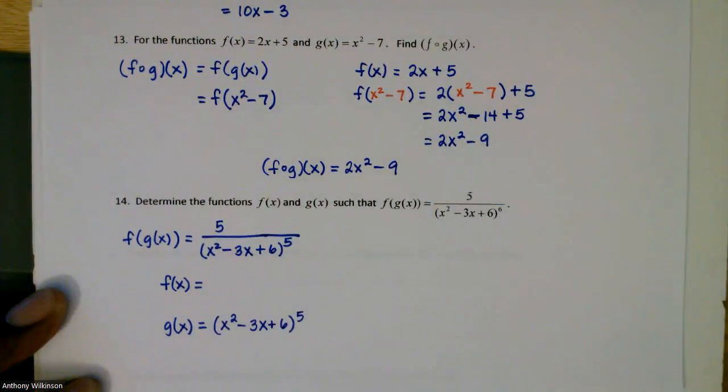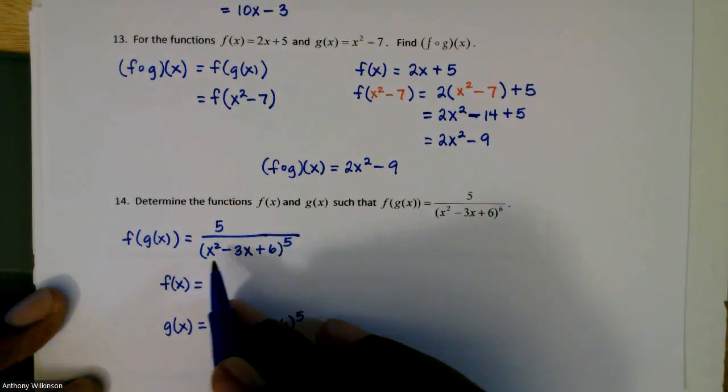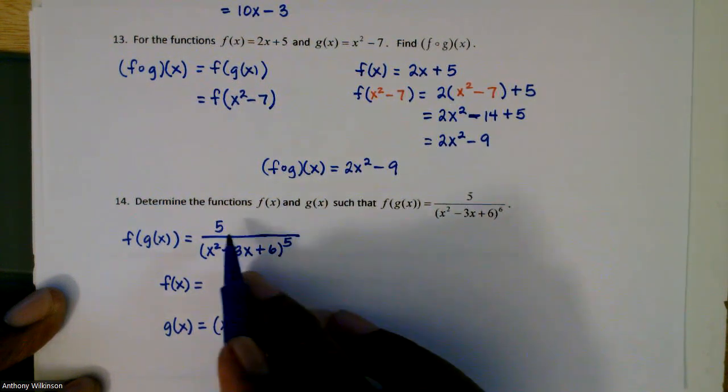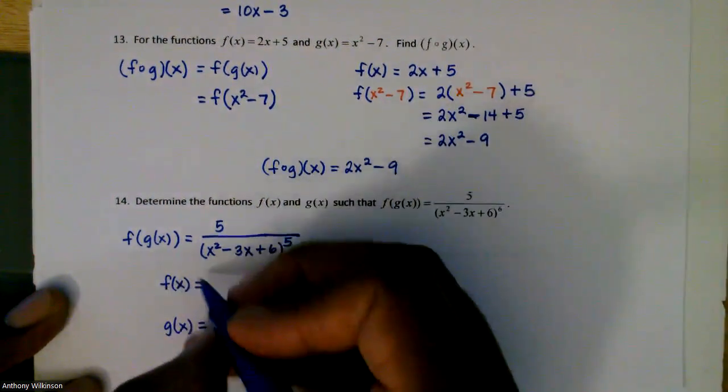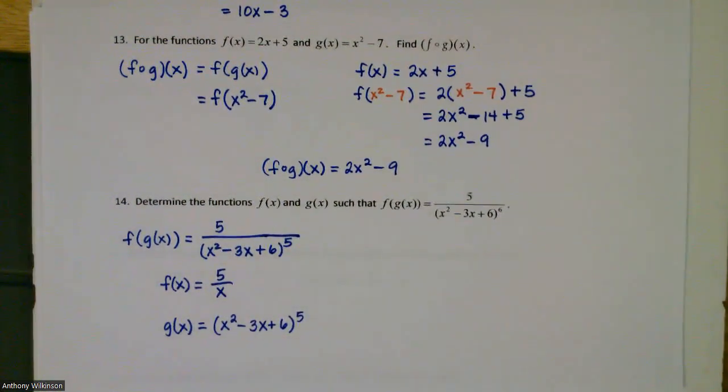Now to find out what f of x is, if I'm using this as g of x, that would mean that this was put in place of x in the f of x function, which means that f of x had to start off as 5 divided by x. So that means f of x was 5 over x, and g of x will have to be the quantity x squared minus 3x plus 6 raised to the 6th.